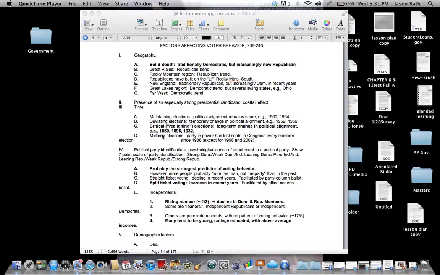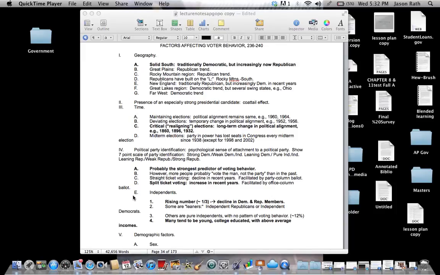Another factor is time. Again, maintaining elections is a big one. And right here it says critical elections: a long-term change in political alignment. That just means when you're dealing with how time affects an election, people will switch their beliefs over time. And so that's what that's dealing with.